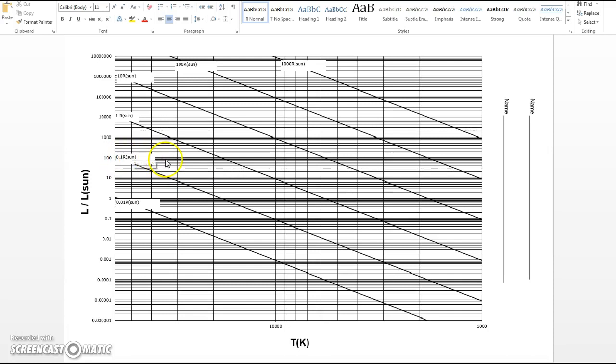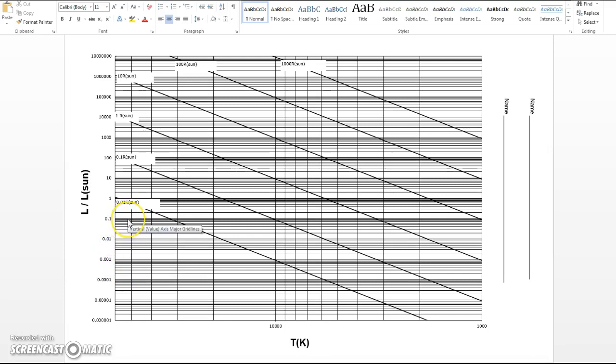Now at 100 solar luminosities, the next line up is 200. At 1,000 solar luminosities, the next line up is 2,000. At 10,000 solar luminosities, the next line up is 20,000, 30,000, 40,000, 50,000, and so on up the scale. Moving down the scale is the same way. It's easier to think about it in terms of moving up the scale than down the scale. It gets a little confusing when you try to move down the scale. But if we go up the scale, same deal.